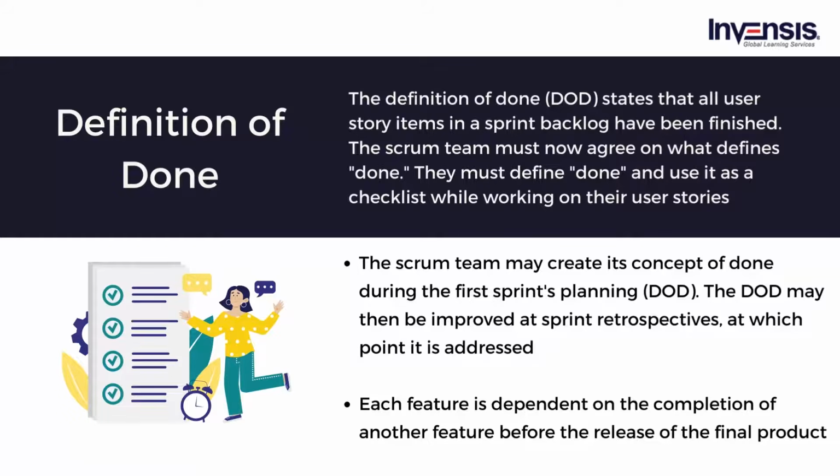The DOD may then be improved at sprint retrospectives, at which point it is addressed. It may be adjusted as required along the procedure. And with Agile, there are several done statements. Each feature is dependent on the completion of another feature ahead of the release of the final product. That would be the outcome. However, each sprint has a requirement that must be met by the end of the sprint. This implies that if the feature needed to be released on its own, it could be.